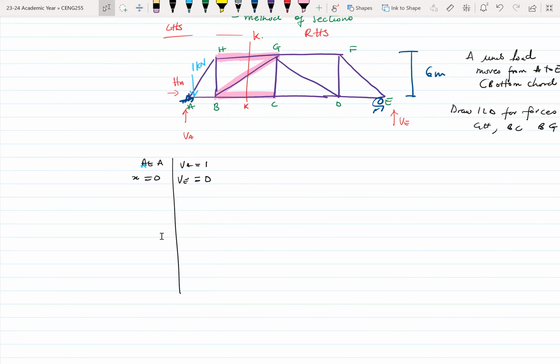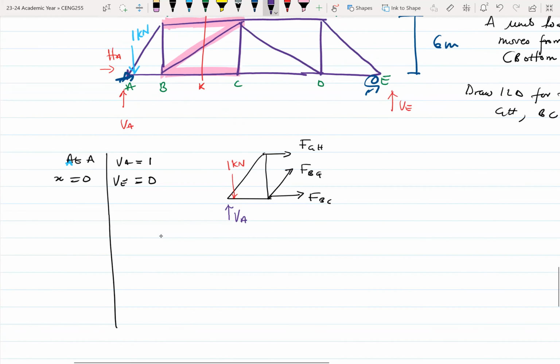Now let's look at the sections. I will spend a bit more time here to explain this concept. If you cut a section at KK, you have two parts. We have this part right here. Let me call this one FGH. This is FBG, then FBC. You still have your 1 kilonewton load over here. You also have your VA over here. So this is the left-hand side.